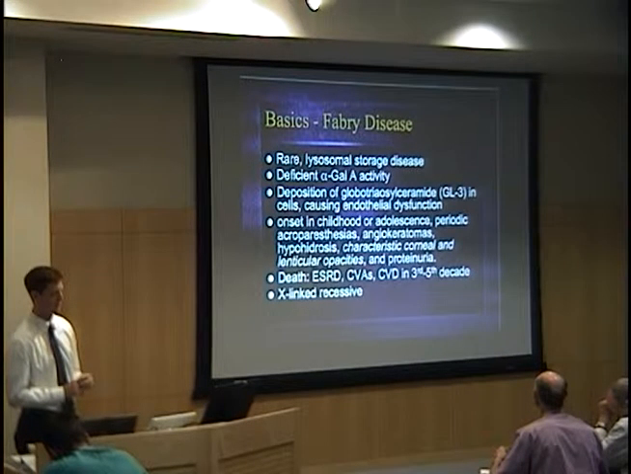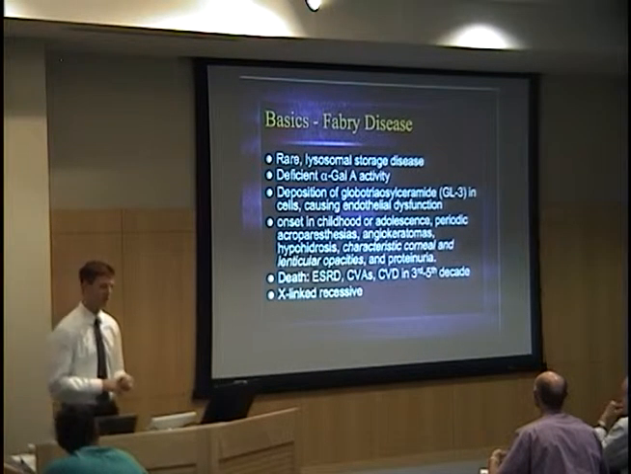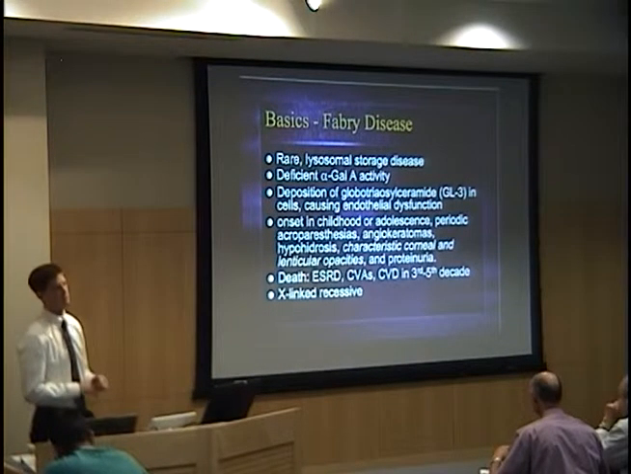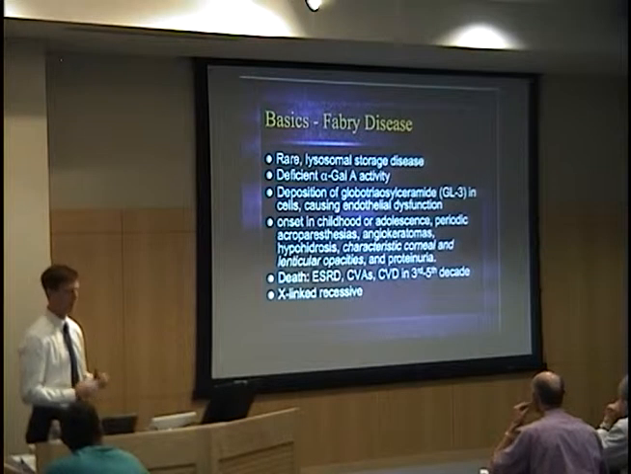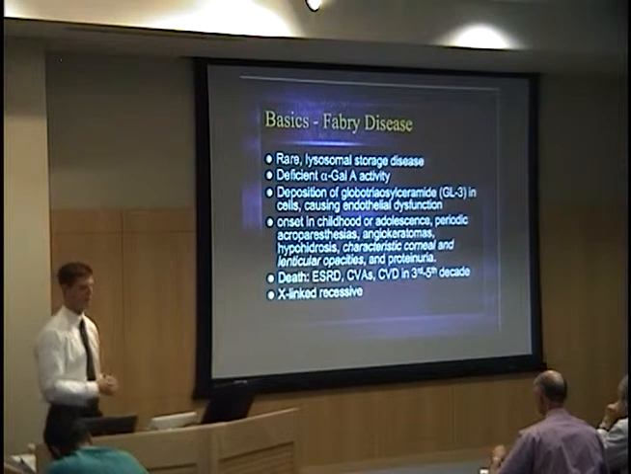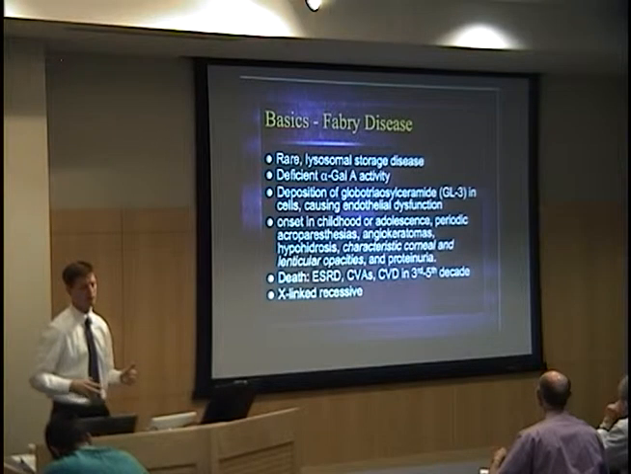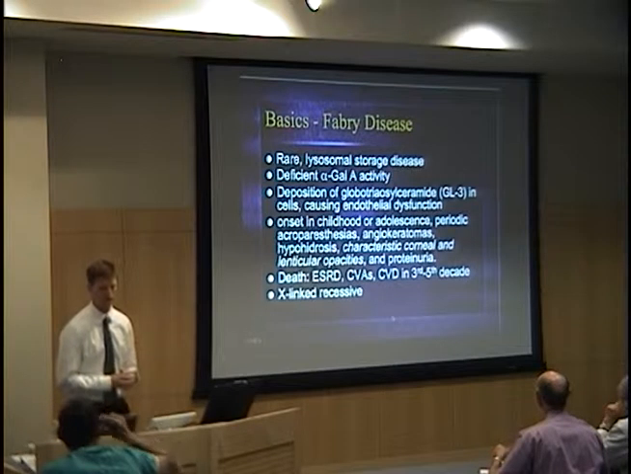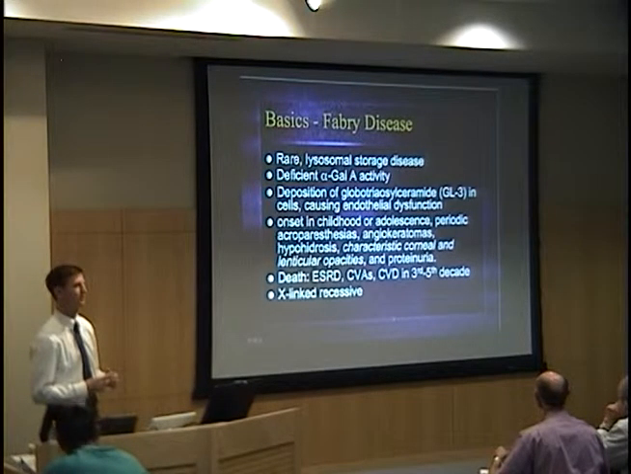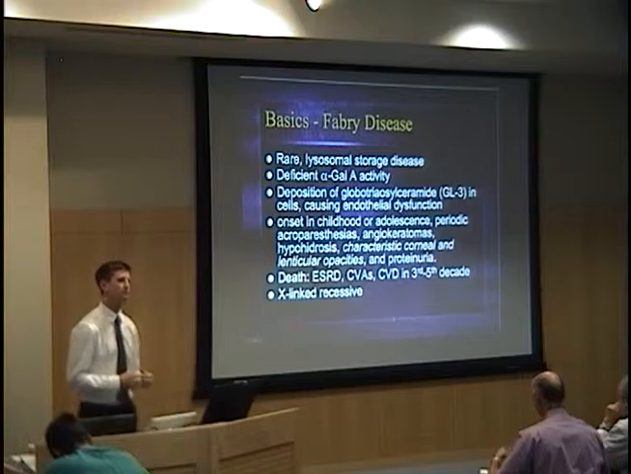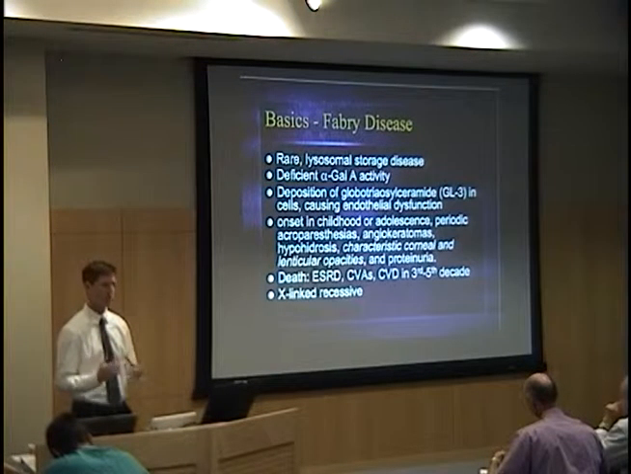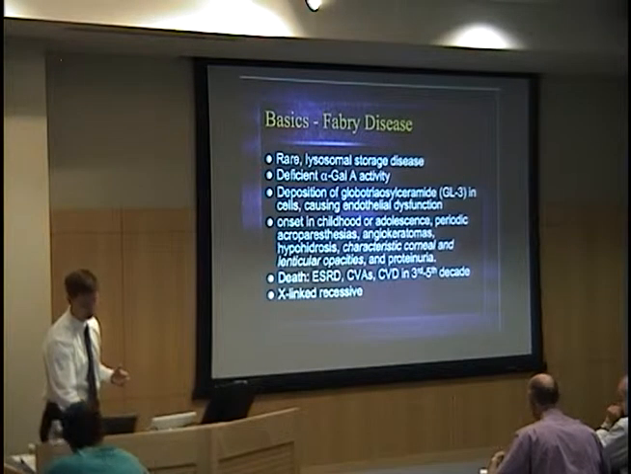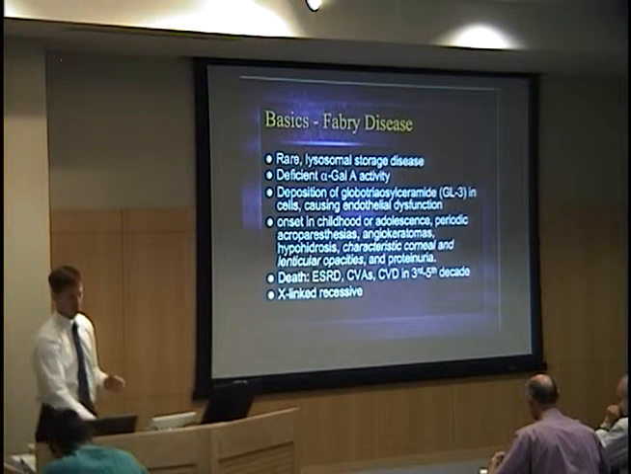to proteinuria. These patients usually die of end-stage renal disease, average age of 41, unless dialysis is started. If dialysis is begun, then you get cerebrovascular accidents, heart disease, and eventual death, usually in the fifth decade. It's an X-linked recessive disease, so it affects males mostly, but due to lyonization, females can also display a range of severity in the disease.